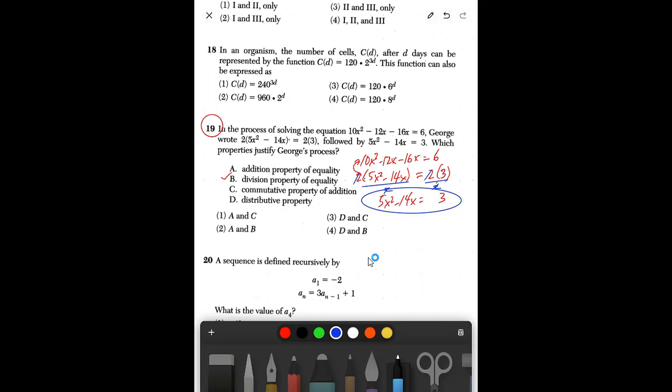So the first thing that we did was the distributive property. The second thing that we did was the division property of equality. So it would be D and B. So this is our answer.